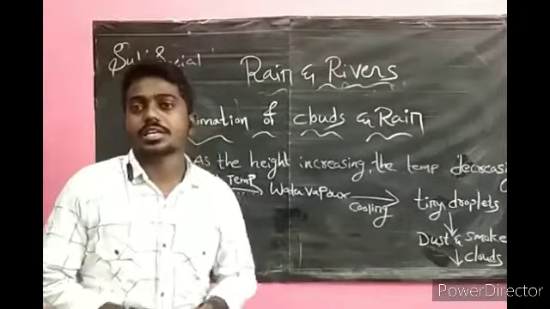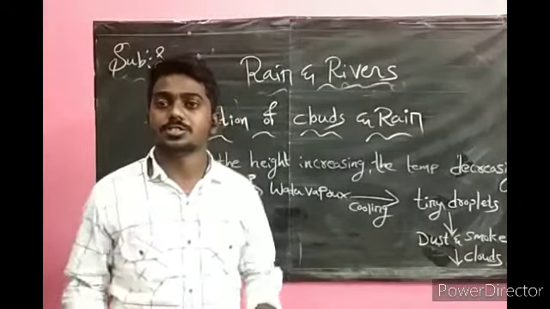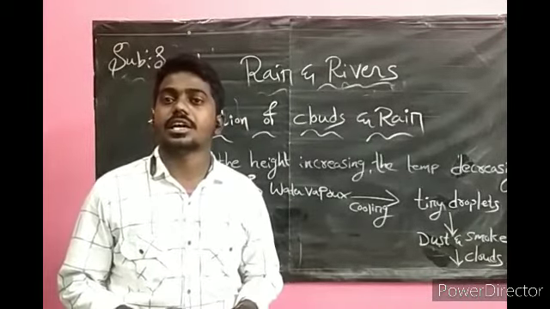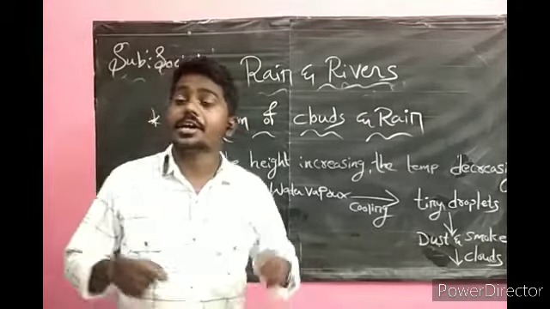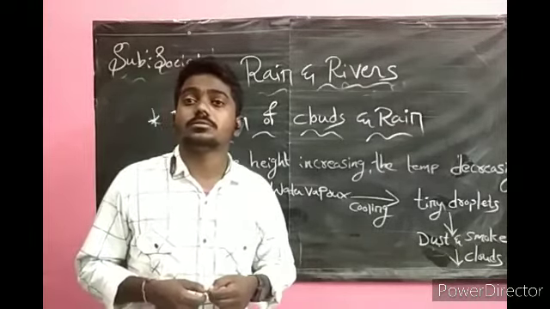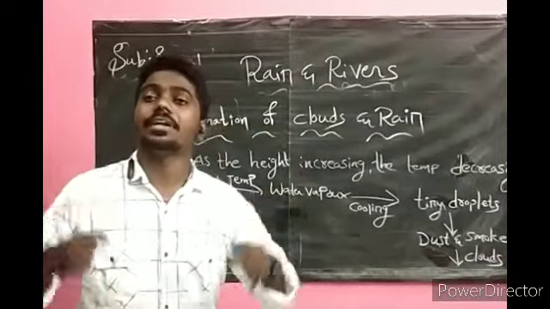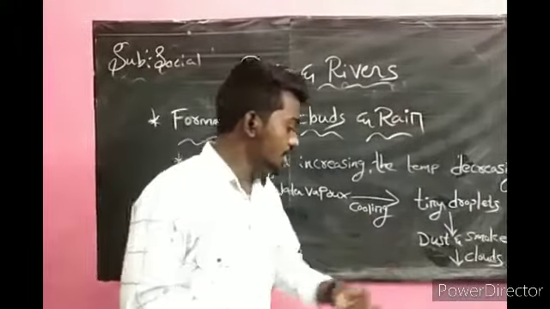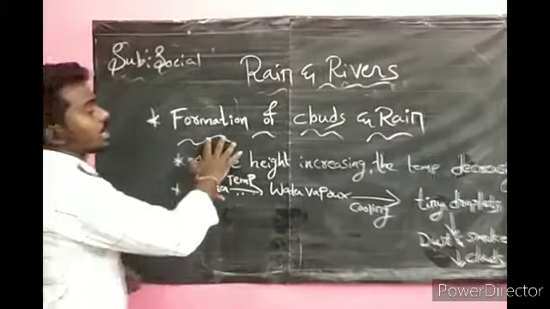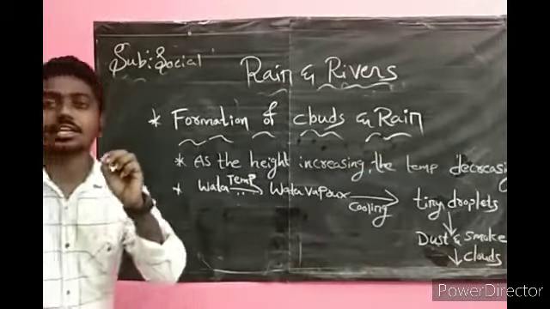As the clouds rise, they continue to form more clouds. As the clouds became heavier, it is impossible for the clouds to remain in the air. So they begin to fall as raindrops. About the formation of clouds and rain. Once again I am saying, listen carefully.